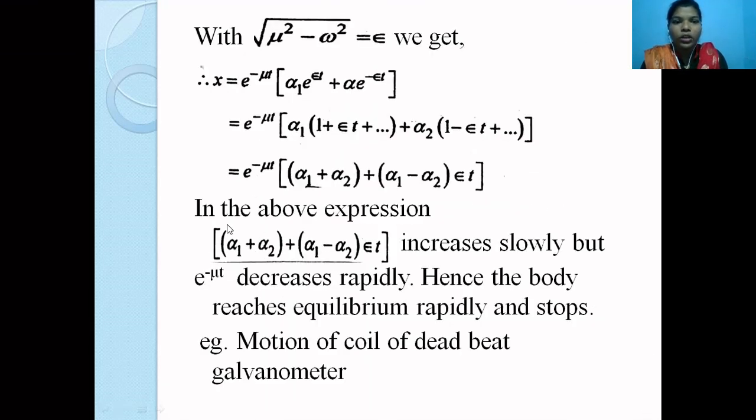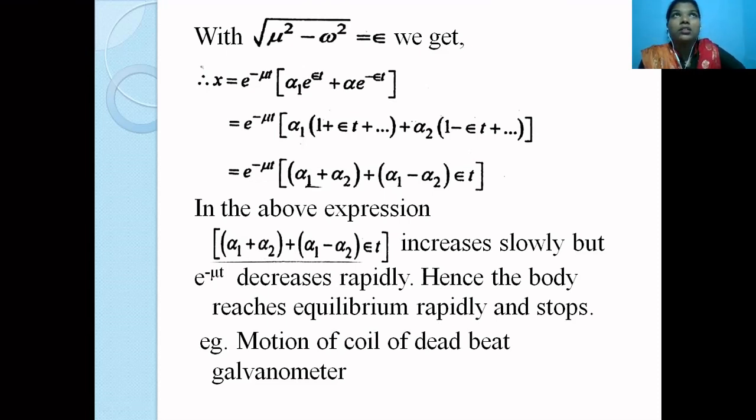Okay, so in the above expression, this alpha 1 plus alpha 2 plus alpha 1 minus alpha 2 epsilon t increases slowly, but e raised to minus mu t that we have commonly outside decreases rapidly. Hence, the body will reach its equilibrium rapidly and stop. So you need to understand here that instead of the oscillations, instead of the amplitude going to zero exponentially, it is going to zero rapidly.